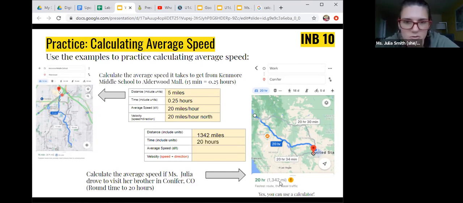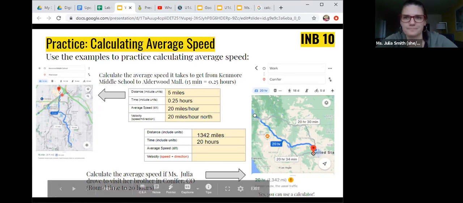It takes me 20 hours to go from Kenmore to Colorado. All right, to solve for average speed, we need to take that distance, 1,342, and divide it by 20.